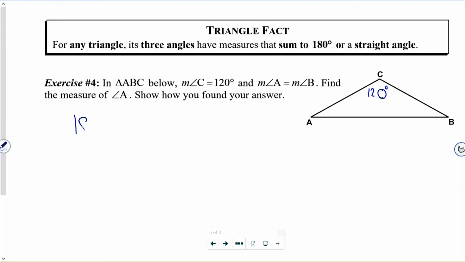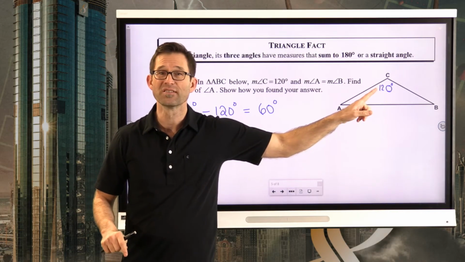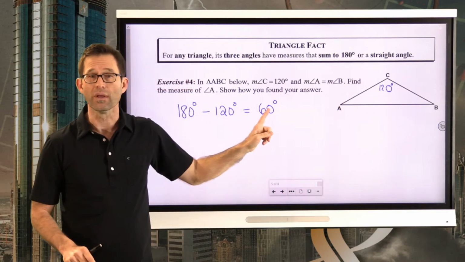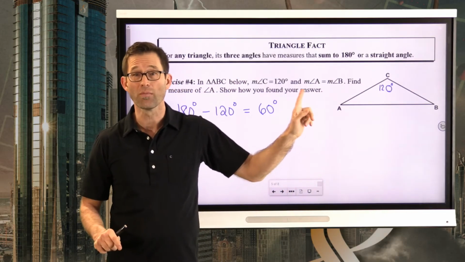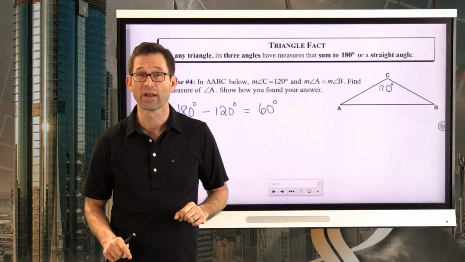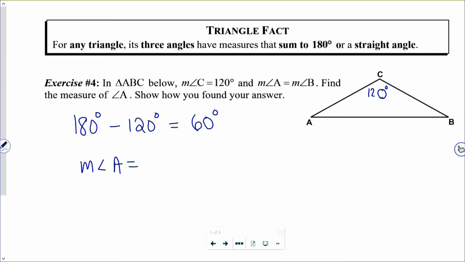So I can say, well, I've got 180 degrees minus 120 degrees, which is 60 degrees. All right, so I've got 180 total to play with, and 120 of those 180 are sitting right there. Now that 60 degrees has to be divided up evenly between angle A and angle B, only because they told me the measure of angle A equals the measure of angle B. So if I want to know what the measure of angle A is, I simply just have to take 1/2 of 60 degrees, and that must be 30 degrees.